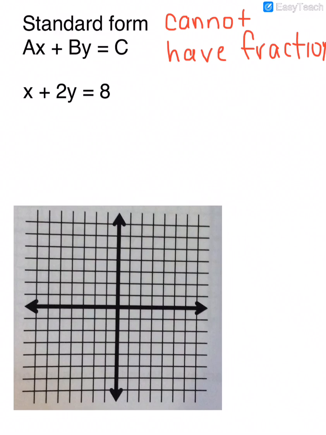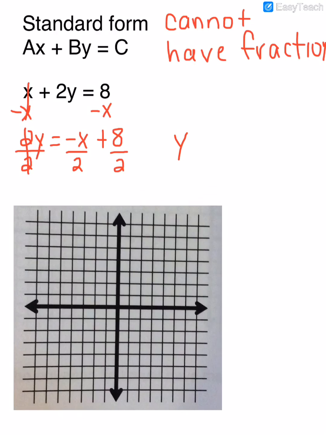Well, remember, slope-intercept form is y equals mx plus b, so that means we need to get the y by itself. So I'm going to subtract x from both sides, and that leaves me with 2y equals negative x plus 8. And then I need to divide every term by 2. So that gives me y equals negative 1/2 x plus 4. My slope is a negative 1/2, and my y-intercept is 4.